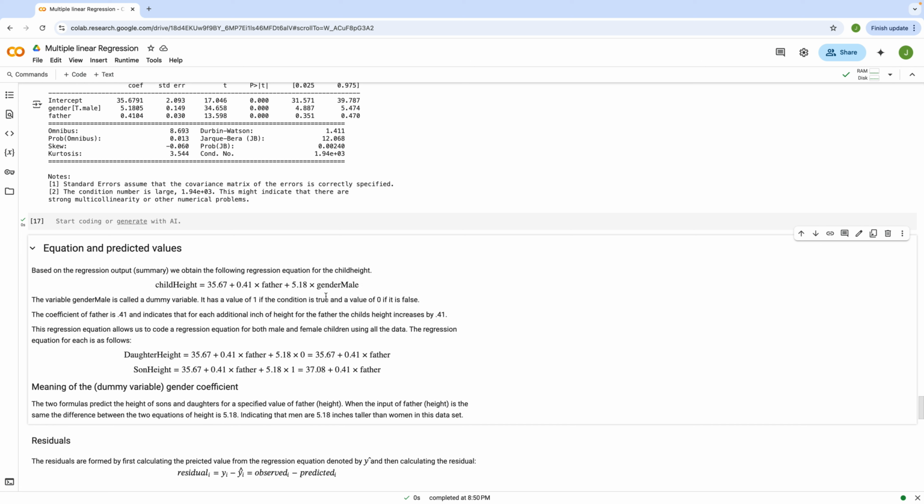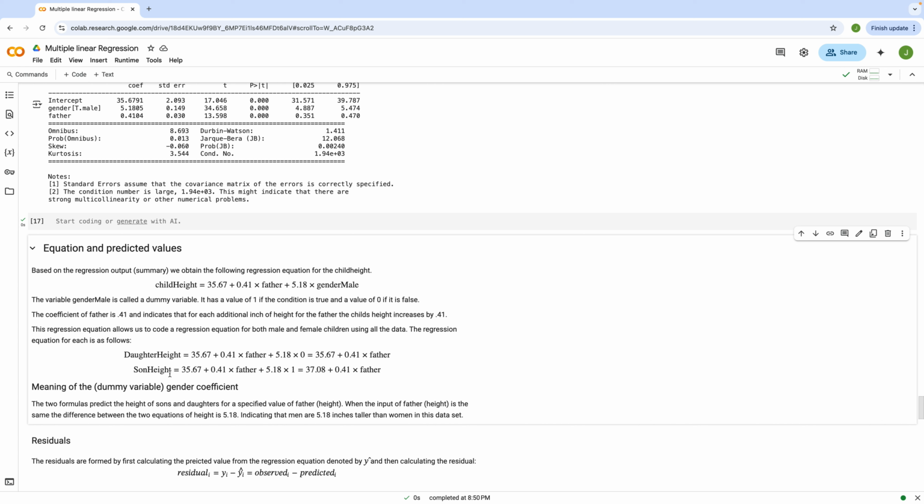And because I use this dummy variable, I can break it into two regression equations. I can put gender male, I can put a value of 0 for daughters' heights, and when I do that, I get exactly this. So the regression equation for daughter's height is exactly that. Then for son's height, the other regression equation, I put a 1, and it changes this intercept here by 5.18.